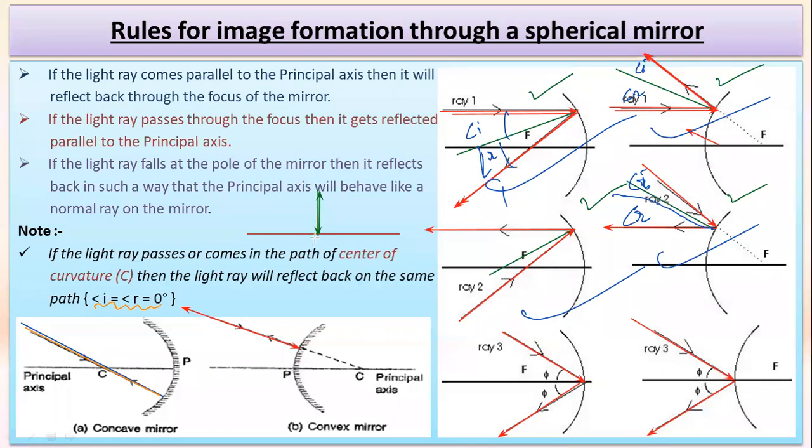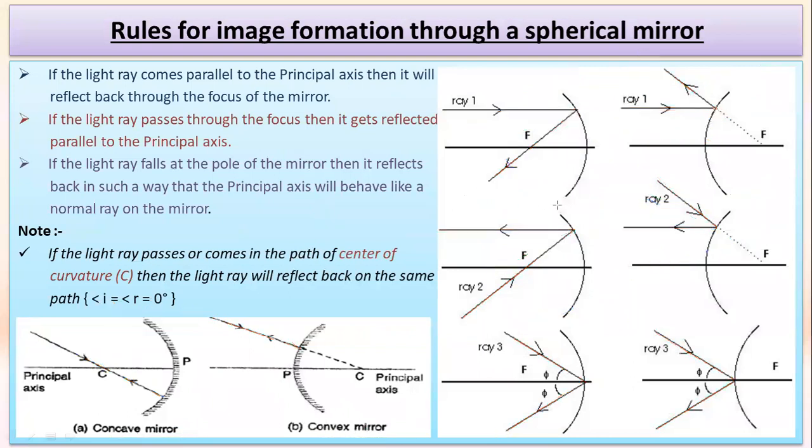And because of this particular phenomenon, we say that when the light ray is coming through the optical center of a concave mirror, or when the light ray is coming on the path of a convex mirror, in both situations we will observe that the angle of incidence is equal to the angle of reflection, where that will be 0 degree.